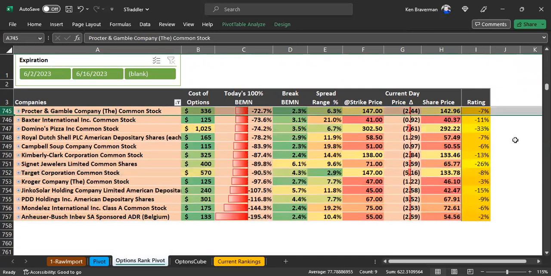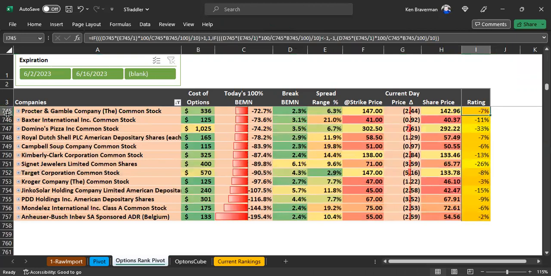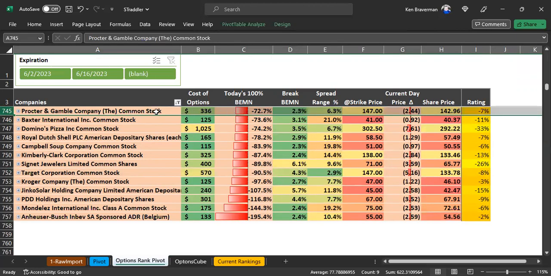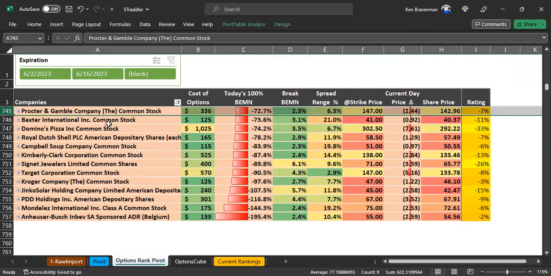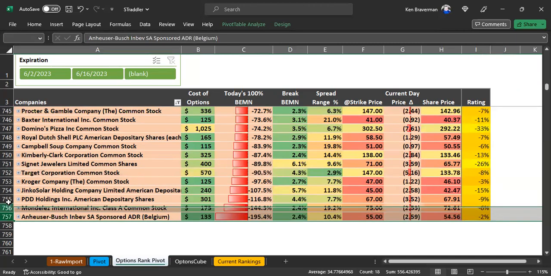Procter & Gamble has been a good one as well. I shouldn't gloss over this. This has been a good one. Every time I've bought this one, I've had an easy time making money quickly. And here, once again today, down $2.44. It's like 72% of the way there. They've been overarching downward. So anyway, but let's keep going to the bottom because I want to talk about Anheuser-Busch.